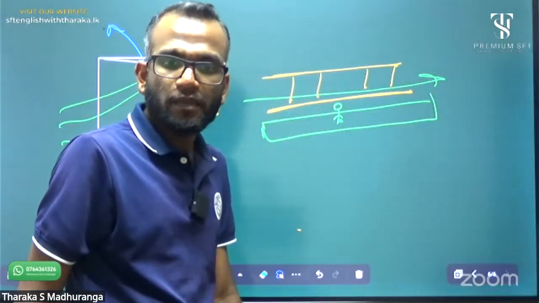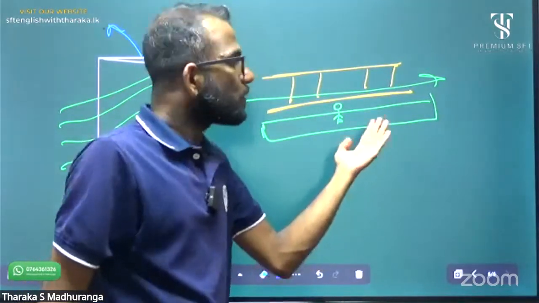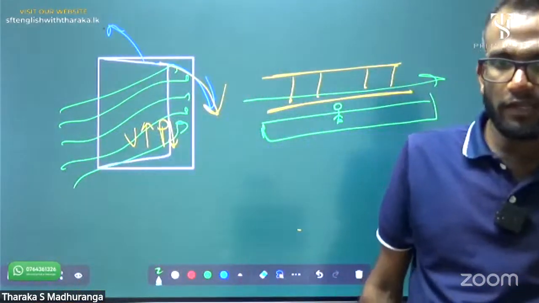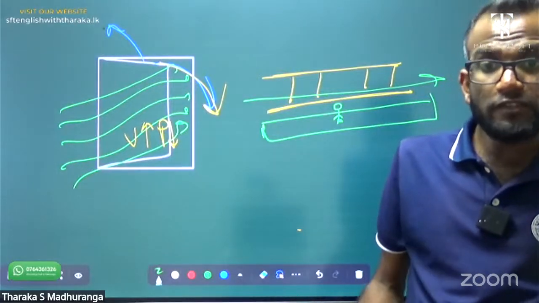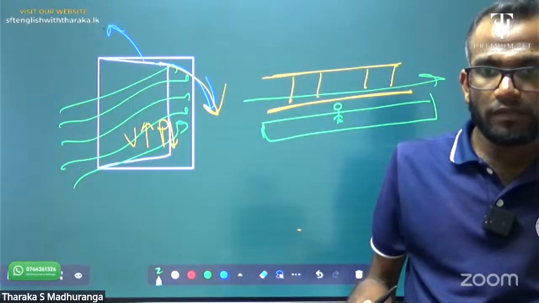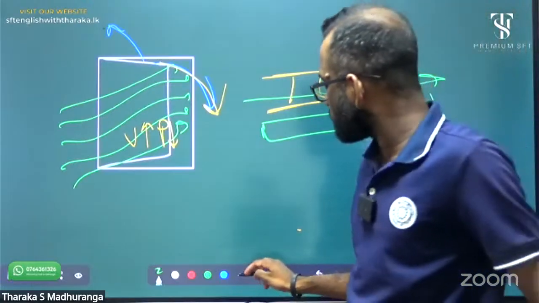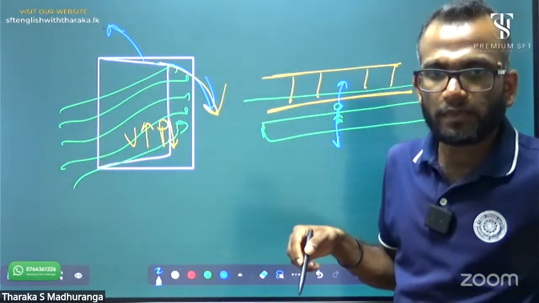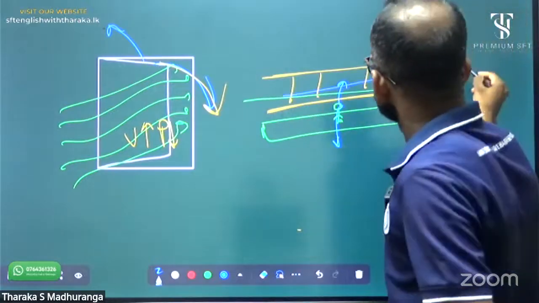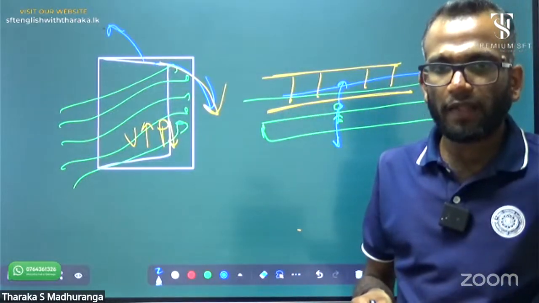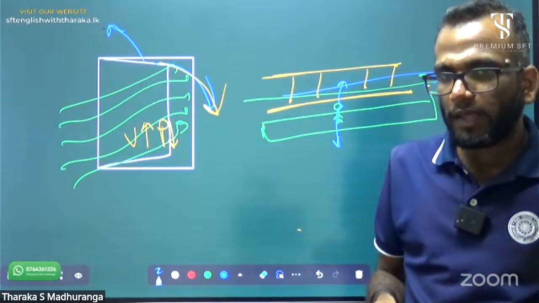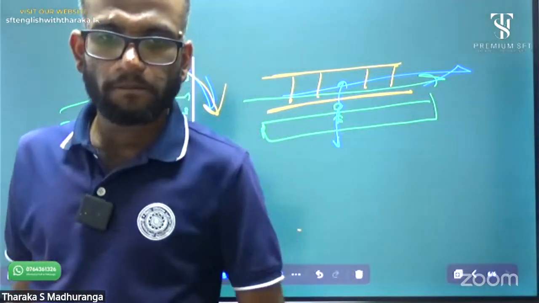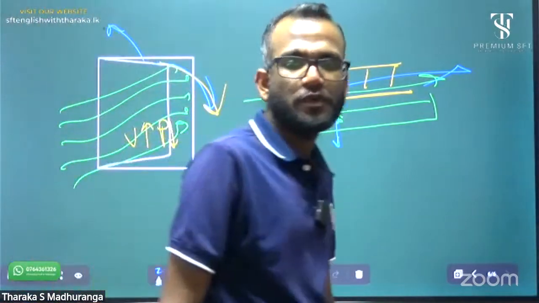Then what happened? The person tends to move backward or to the front side. Which way would the person be thrown? Joel, into this side or this side, backward or towards the train? Now the train is moving with high speed. Towards the train. Yes, towards the train.